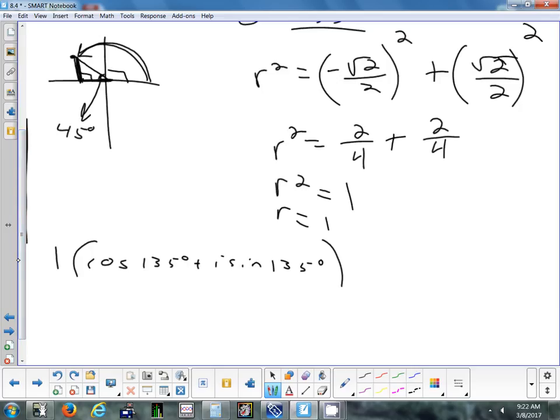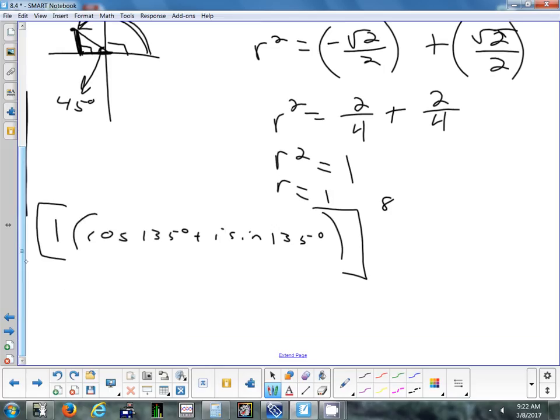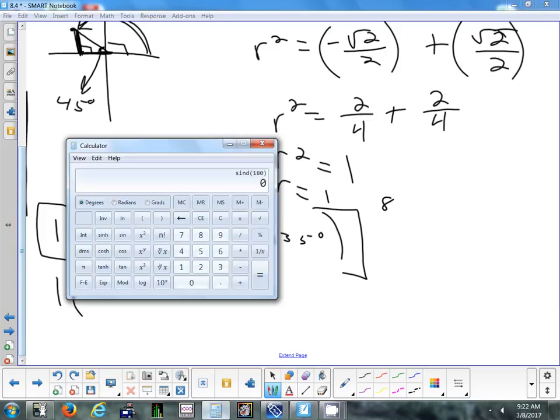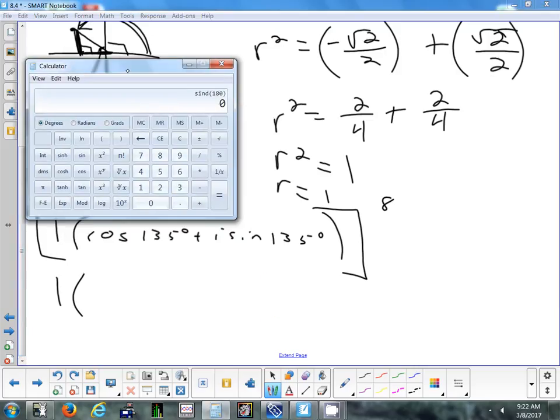Right, now, what power am I raising this to? 8th power. So as I said earlier, the 1 doesn't really matter. What's 1 to the 8th power? It's just going to stay as 1. And now, what do I do with the 135? Multiply by 8. So it's 1,080.